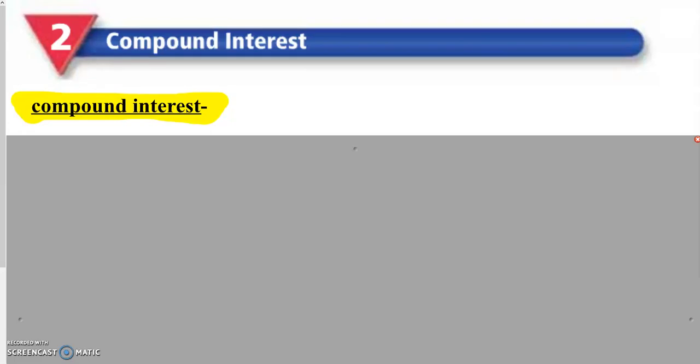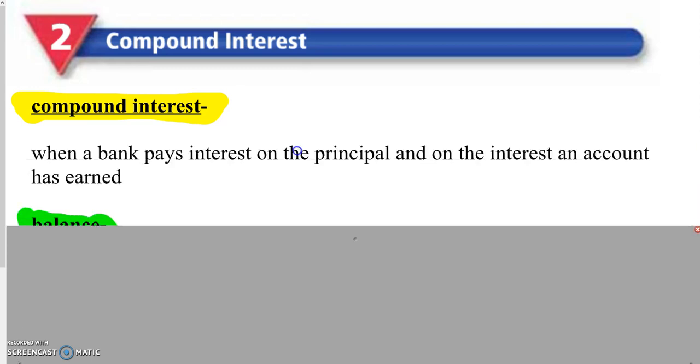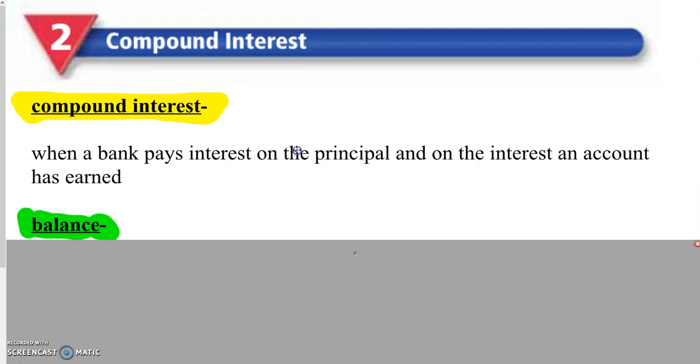So what we want to work on here is finding compound interest. And compound interest is when a bank pays interest on the principal and on the interest that an account has earned. Previously, you've probably learned about simple interest, and simple interest is where you just gain interest on the principal, on the money you put in the bank.